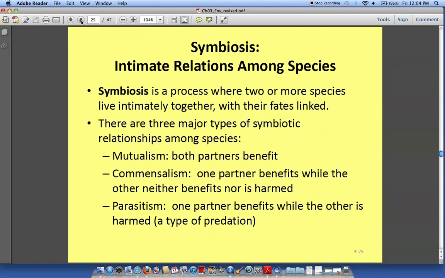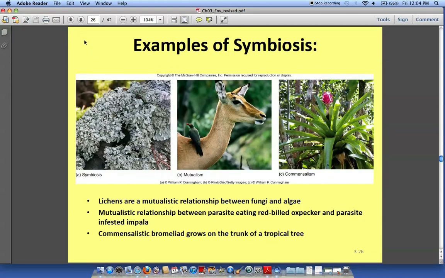More defense mechanisms here: camouflage, symbiotic relationships. Most of us have heard of mutualism, commensalism, and parasitism. We've got mutualism with the lichen, where the lichen is a fungal organism, but it also contains algae, and it gives the lichen its distinct color sometimes, and they work together to survive. One benefits from the other's presence.